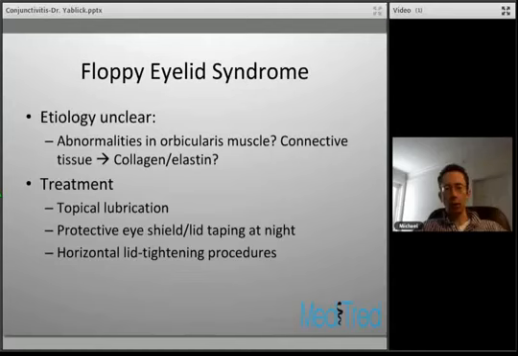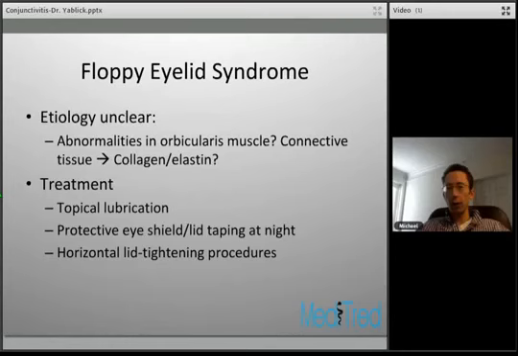Treatment of floppy eyelid syndrome can range from conservative measures such as simple topical lubrication, such as an ointment at night. They can wear a protective eye shield or tape their lids at night to help prevent eversion. And then a more permanent solution is a horizontal lid tightening procedure to help give structure to the eyelid and prevent it from everting.